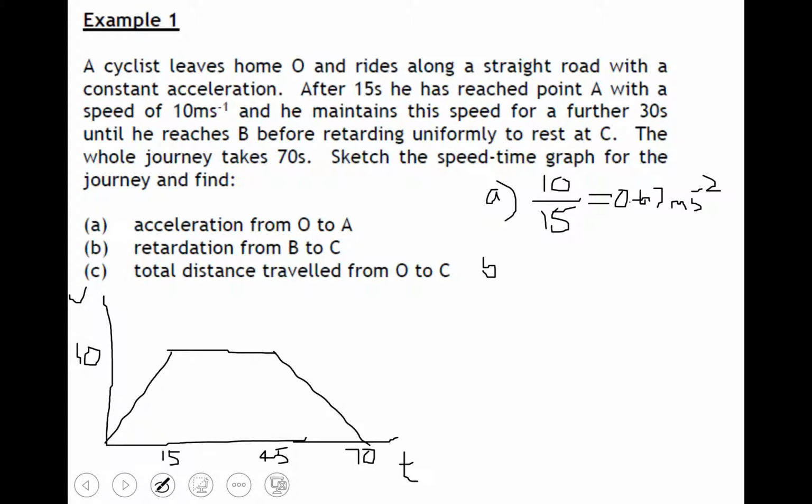Part B, retardation is negative acceleration, so we don't need the minus. The difference in y is 10. Let's say if it had been acceleration, we'd have had to put minus 10. Different horizontally from 45 to 70 is 25, so it's 10 over 25, which is 0.4 meters per second squared.